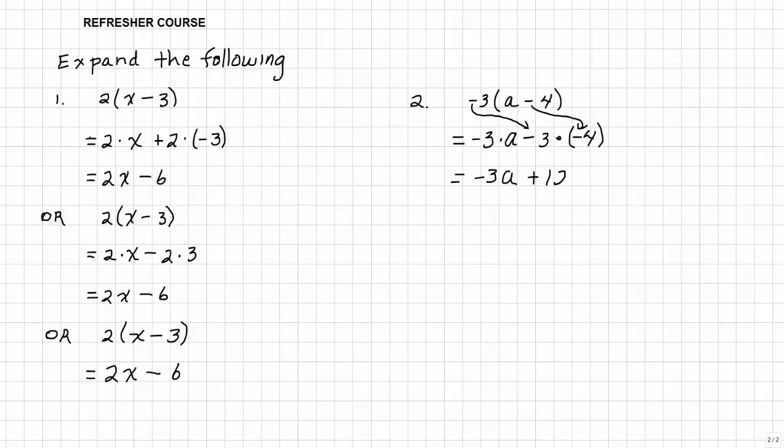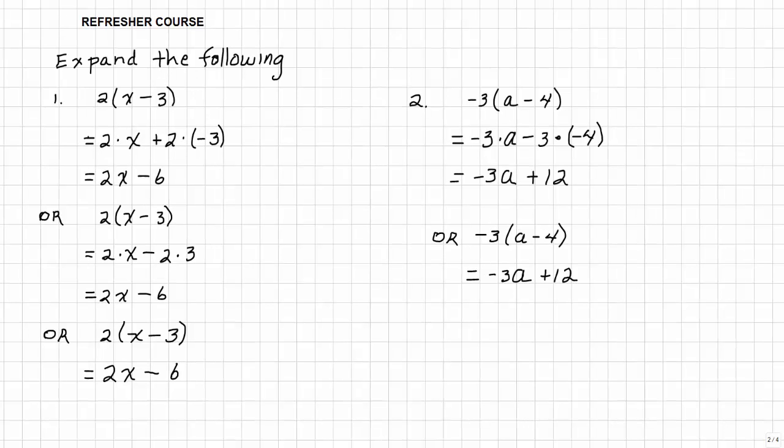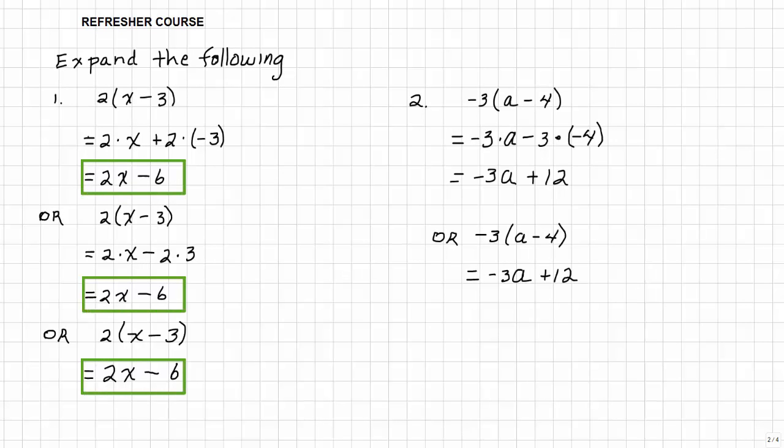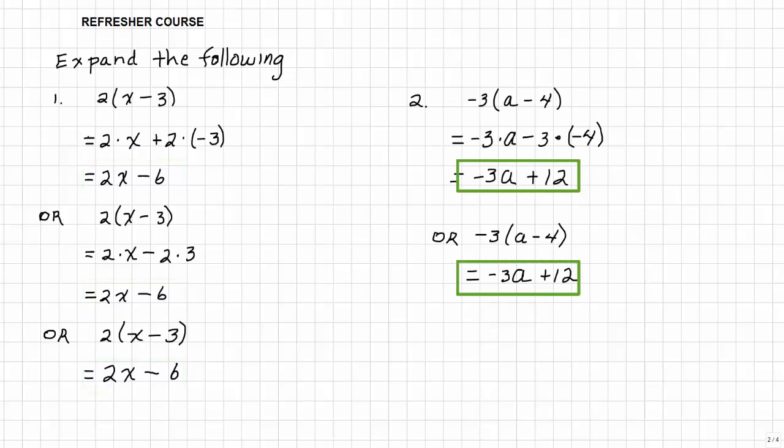If we do this in our heads like we did the last one, we take the negative 3 times the first term in the bracket, so we end up with negative 3a, and then negative 3 times negative 4, and we get positive 12. And this is the way we will usually do these. What's important here is that in each case we got exactly the same answer. In the first case it's 2x minus 6, and in the second case minus 3a plus 12.